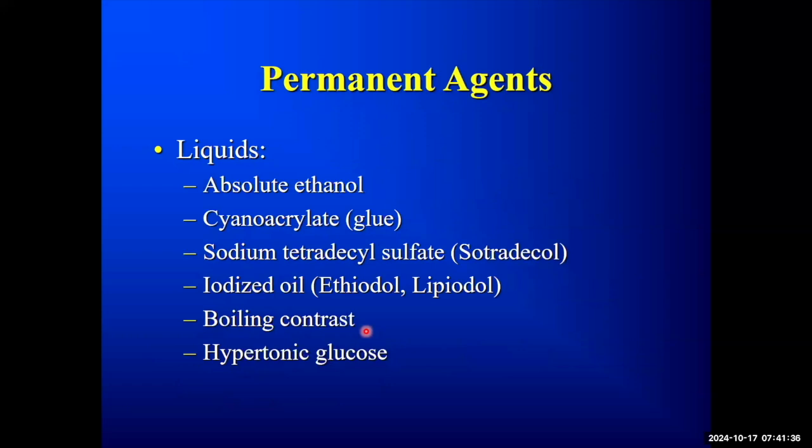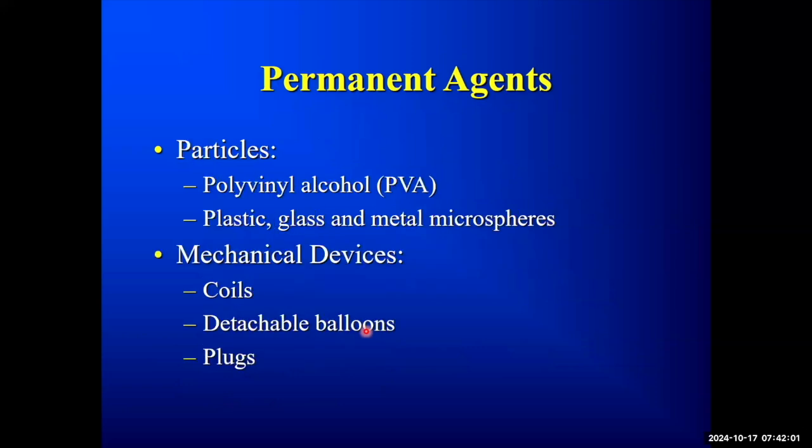Permanent agents can be liquid form: absolute ethanol, glue, citral, iodized oil like ethiodol or lipiodol, boiling contrast. It sounds pretty fancy. I mean, they talk about it, but I don't know that anyone really uses it. It's complicated to use and people could burn themselves. Or hypertonic glucose, not something, again, typically that we use. Permanent agents, we talked a bit about PVA before. There can also be glass or plastic or metal microspheres.